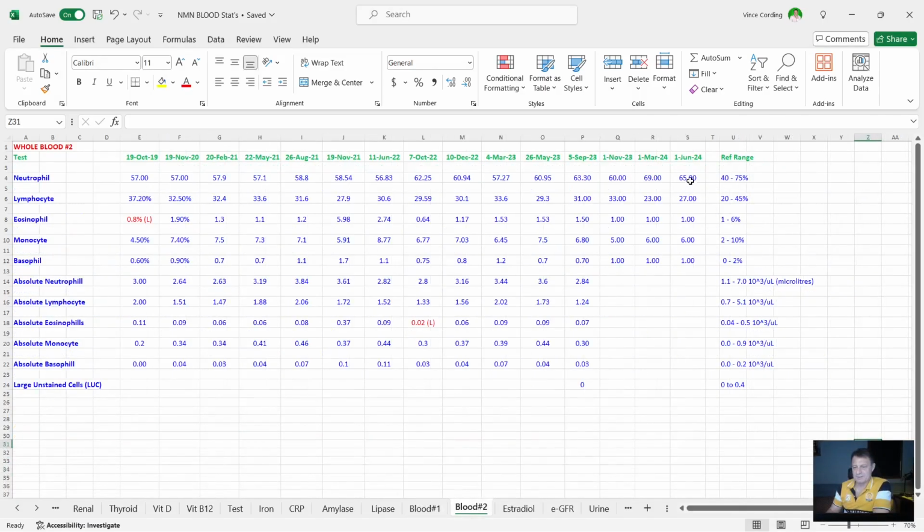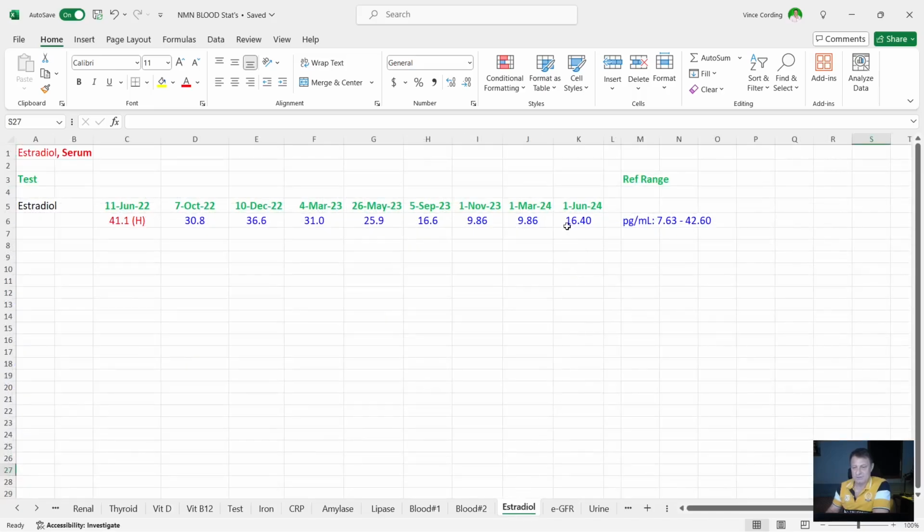Second part of blood, you can see here, everything is within reference range. These ones that are not filled in anymore, it's because I can't get that done at the hospitals where I got my blood tests conducted. Estradiol, you can see here, it's gone from 9.8 to 16.4. That's fine because 42.60 is now the upper range.